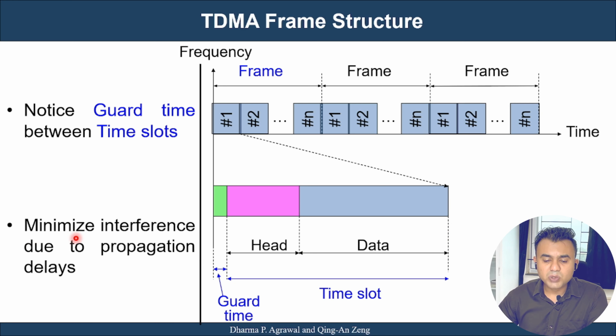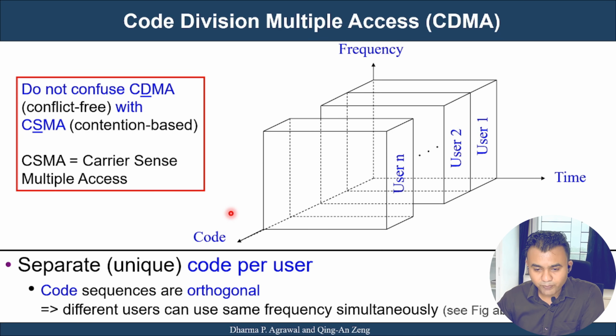Now this is used to minimize the interference due to the propagation delay. Sometimes there would be some sort of propagation delay and slots may overlap with each other and they get destroyed. Therefore, to avoid this, we provide a little bit of guard time. This is in the time domain, please note, it's not in the frequency domain. If it is in the frequency domain, it is known as guard band, what we have seen previously.